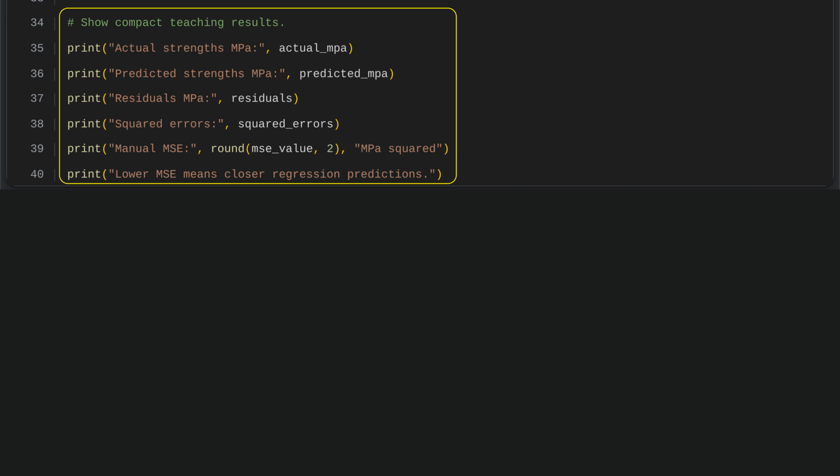The output compares actual concrete strengths with the model's predicted strengths, then shows the residuals, or prediction errors. Squaring these errors highlights larger mistakes, and their average gives the mean squared error in megapascals squared. A lower mean squared error means the regression model's predictions are closer to the actual values and the model is performing better.